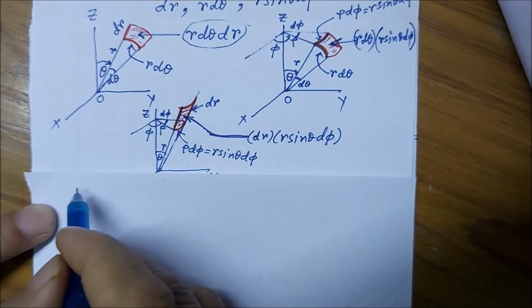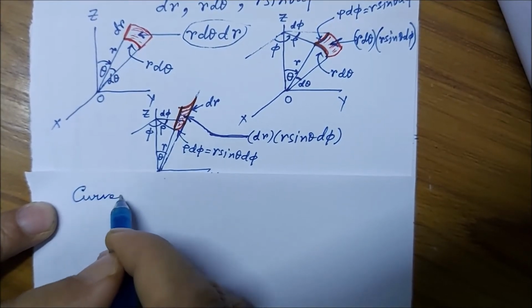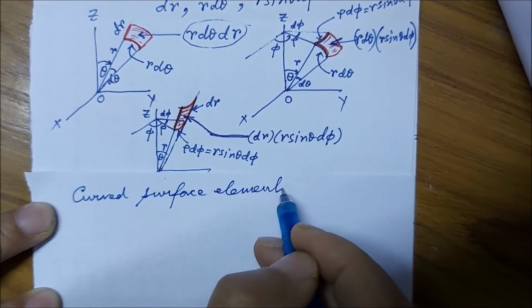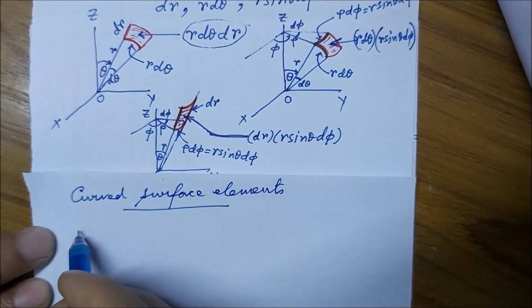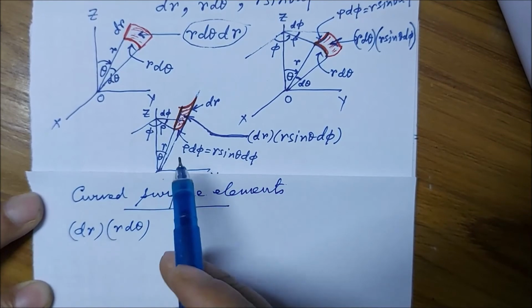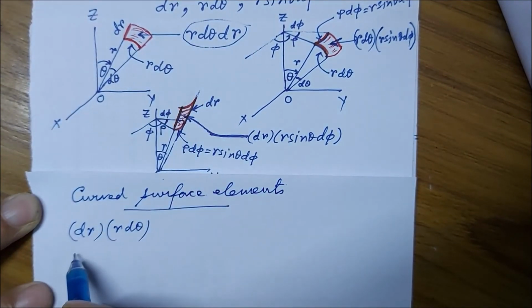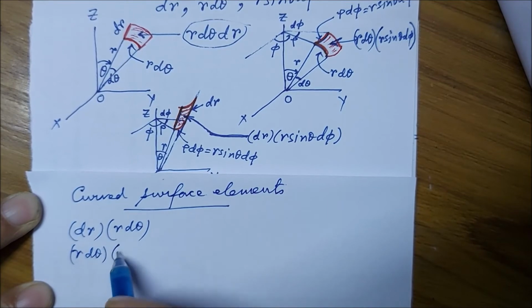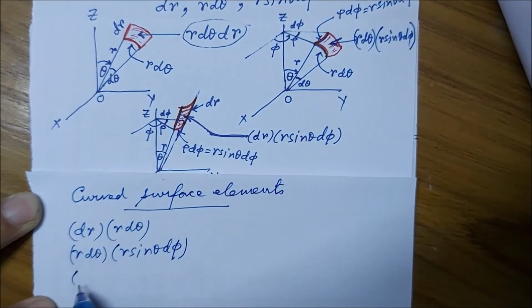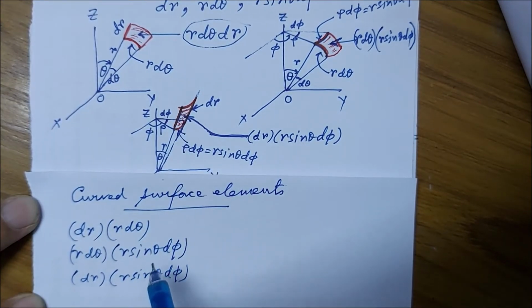So the surface elements are curved surface elements, which are dr into r d theta, which is this one, which is this one, which is this one, and we can attach an end cap to each of them.